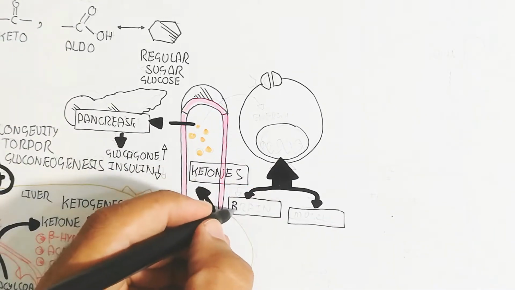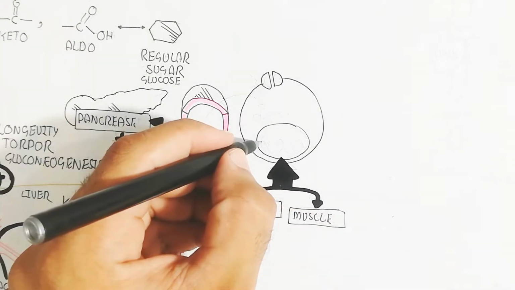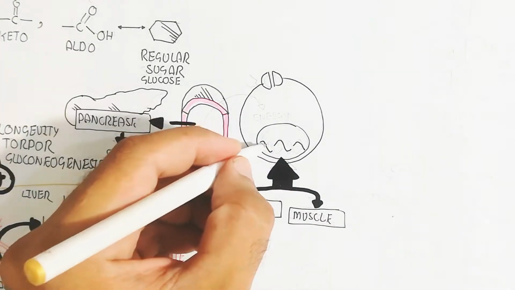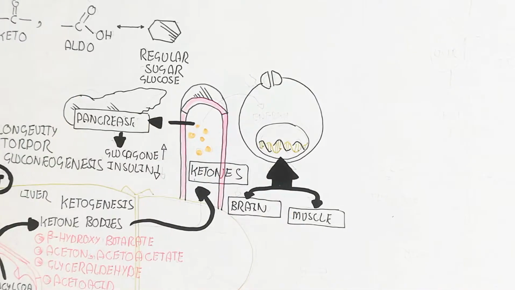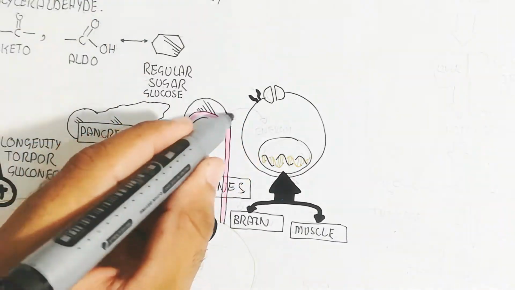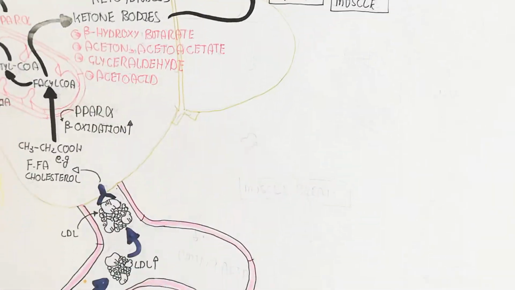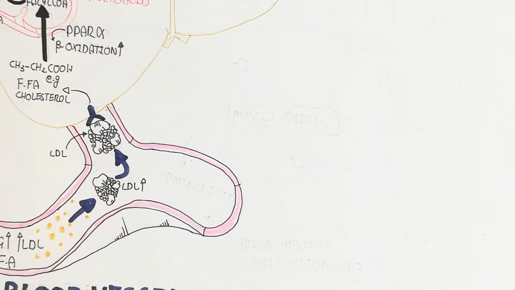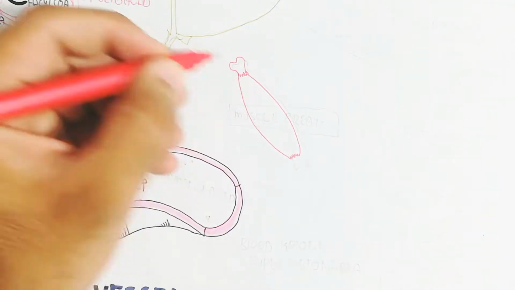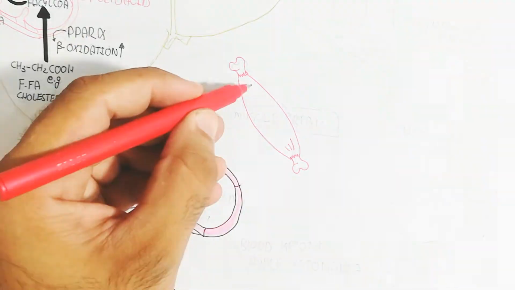So this is the cell. These ketones can be directly diffused into the cell, and in this way the brain and muscle obtain energy from the ketones, and ketones are used more efficiently than glucose. So that is why during the fasted state there is a beneficial effect for the brain and muscle.